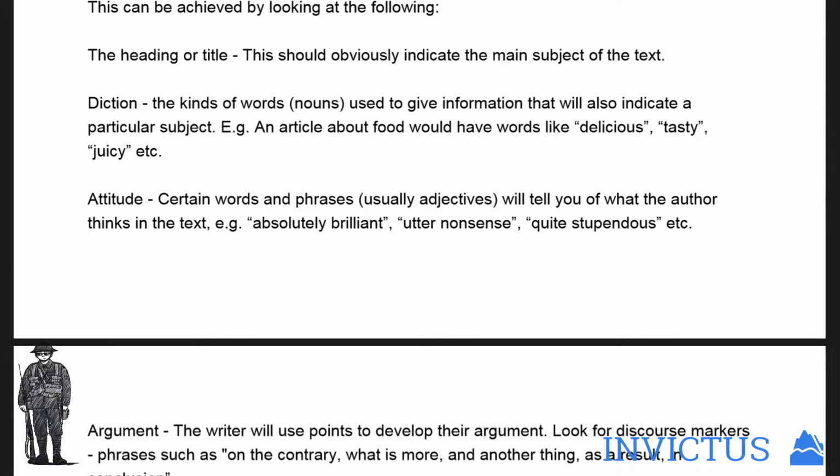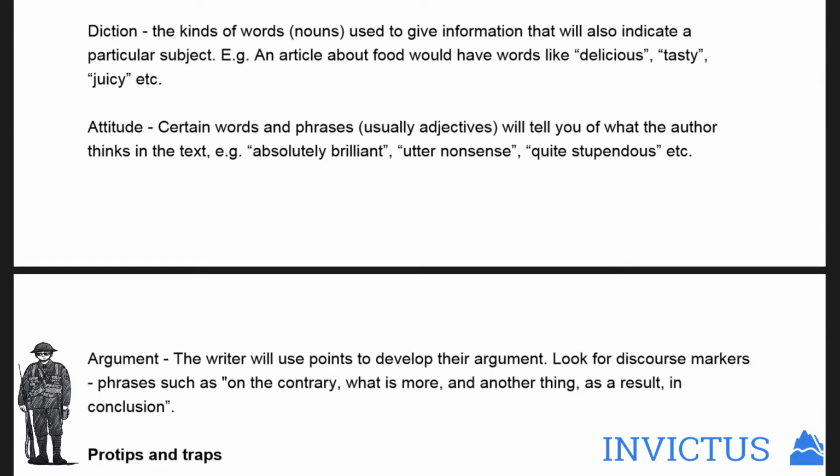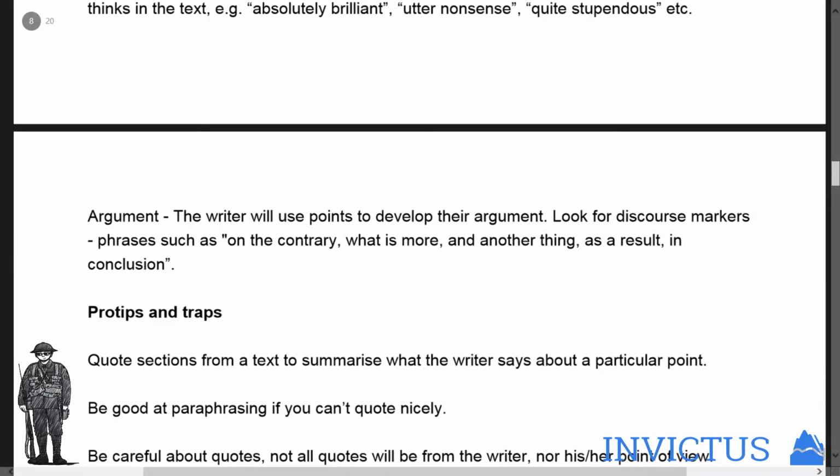The diction: you could have an article about food with words like tasty, delicious, juicy. An article about a car would have things like slow, fast, splendid, powerful, that kind of stuff. Attitude: you get adjectives and phrases that say what the author thinks, like absolutely brilliant, utter nonsense, utter garbage, quite stupendous. It shows what level of scale the author feels about the thing he's presenting.